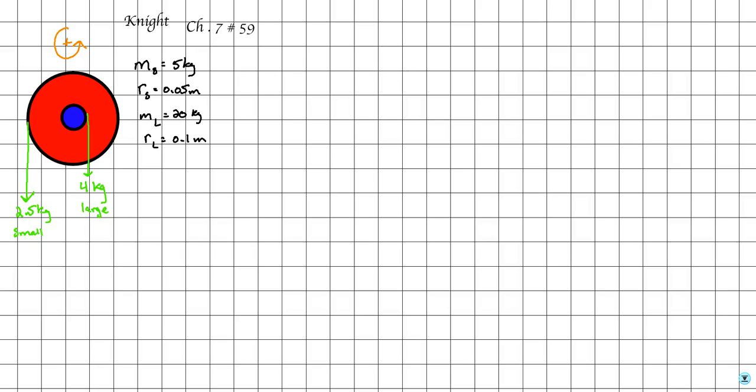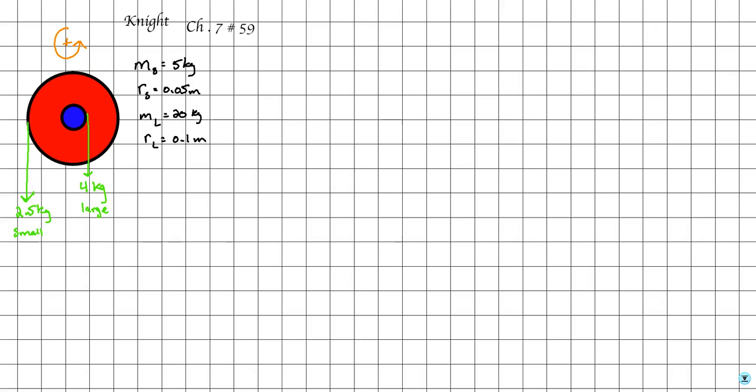All right, here's chapter 7, problem number 59. It reads: the ropes in figure P7.59 are each wrapped around the cylinder and the two cylinders are fastened together. The smaller cylinder has a diameter of 10 centimeters and a mass of 5 kilograms. The larger cylinder has a diameter of 20 centimeters and a mass of 20 kilograms. What is the angular acceleration of the cylinders?